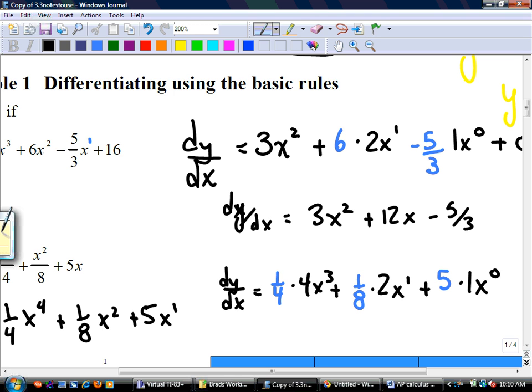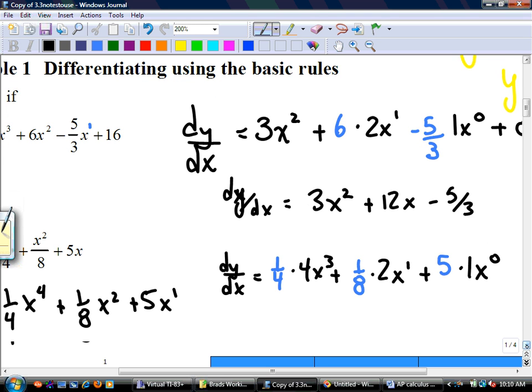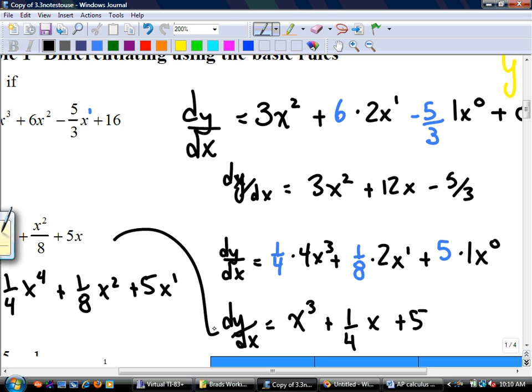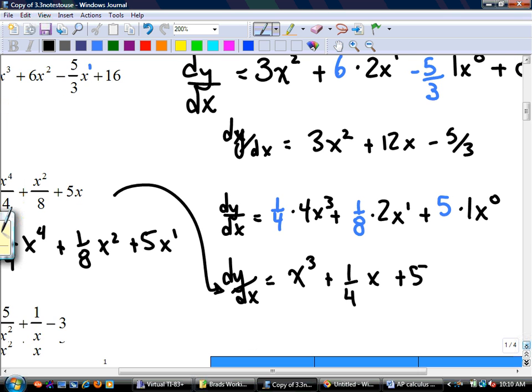Hard? No. So dy over dx equals, hardly, yeah, I know. Okay, so you get x cubed plus 1/4 x plus 5. Now, are you scared that I go from here to here, or I will expect you to go from there to there eventually? No, I don't think it's too much to ask either.